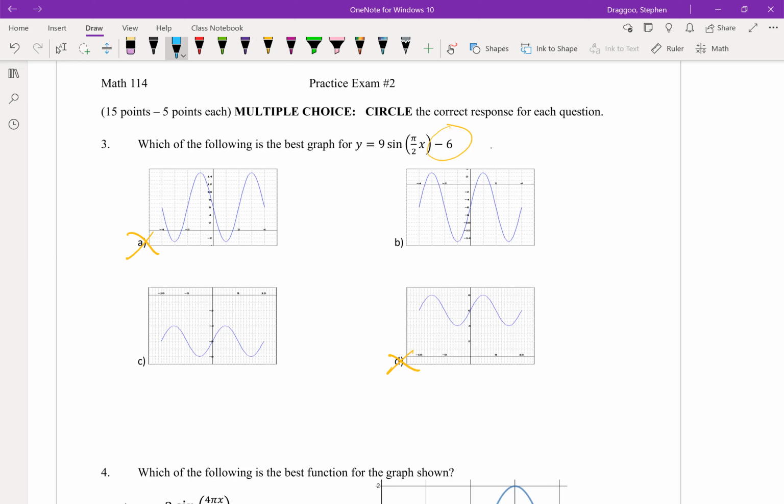If I go look at my amplitude value, since it's 9, it's more than 6 is, which means that this thing should be moved down, but it'll still come back up above the x-axis. So C doesn't make sense either because it's too short, leaving just option B. Even though I can't really read the scales on there, relative to the x-axis, I know the only valid option is B.